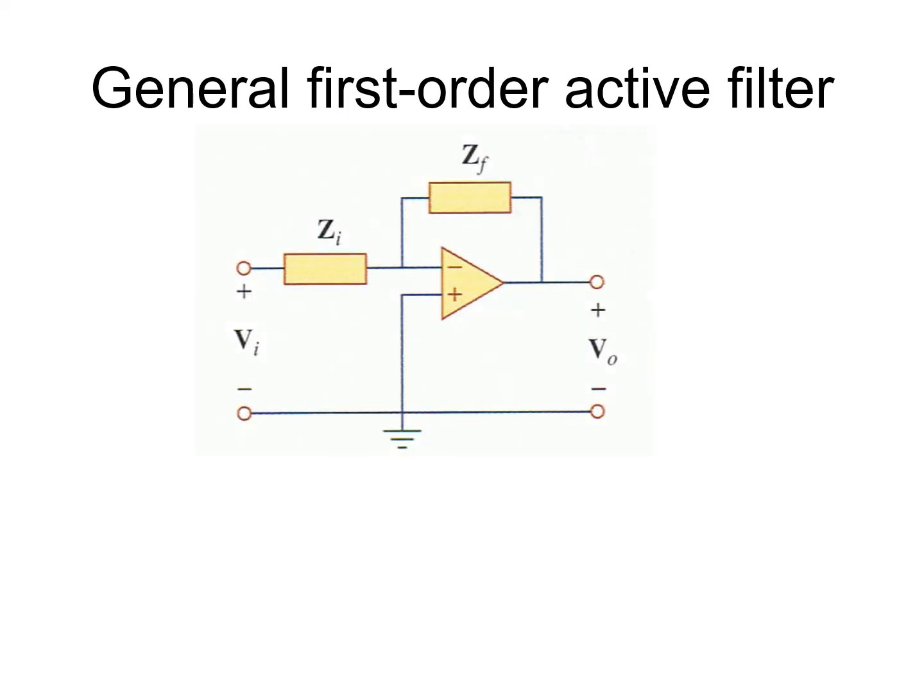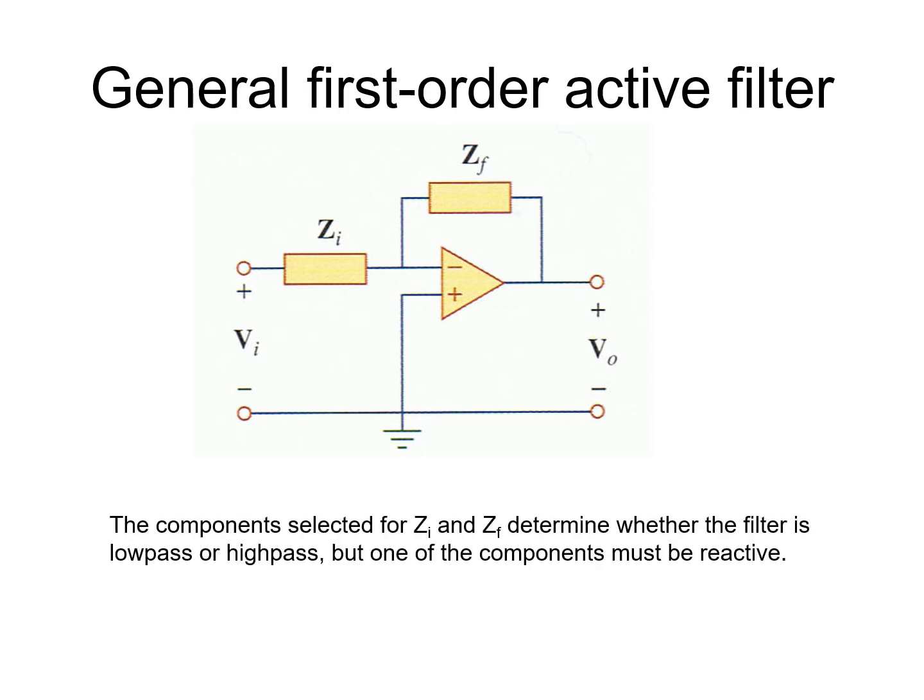For a general first order active filter, imagine that we have this kind of circuit, and there is an impedance ZF for feedback and ZI for the input impedance, and we have an operational amplifier which is inverting. The components selected for ZI and ZF determine whether the filter is low pass or high pass, but one of the components must be reactive.